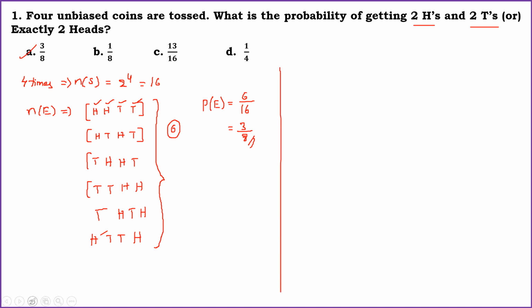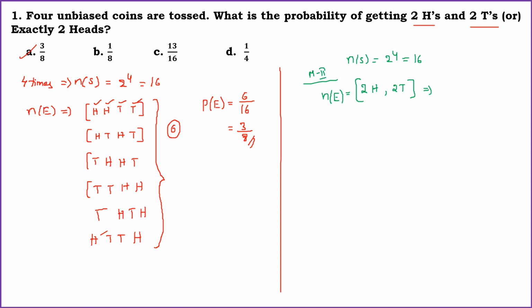Or else we can solve this question in this manner too. Have a look here. Method 2. Since I want two heads and two tails, a total of four different things. Anyhow, n of the sample space is the same, 2 power 4, which is 16. Now coming to n of E, two heads and two tails.